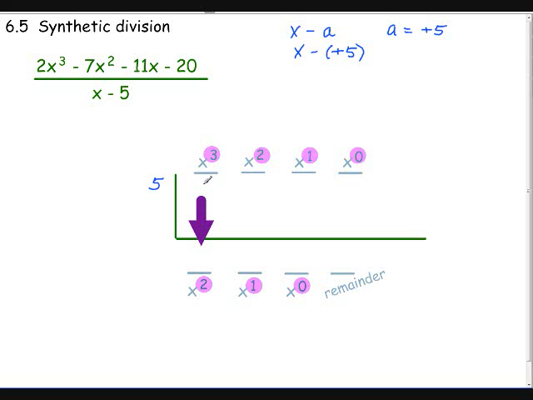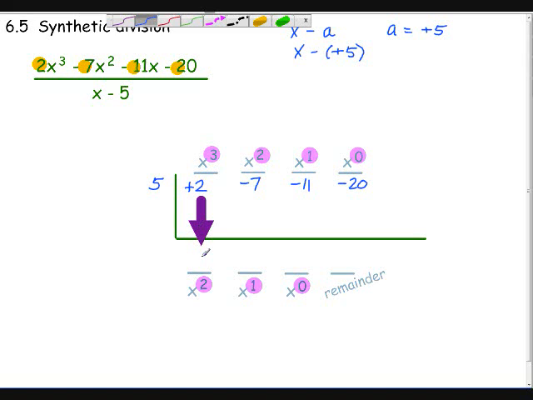Remember how I start my process. I'm going to pull down my leading coefficient. Well, I better write them in, hadn't I? Get my coefficients written. I've got a +2, a -7, -11, and -20. I've placed them in descending power order, just like they are written in standard polynomial form.